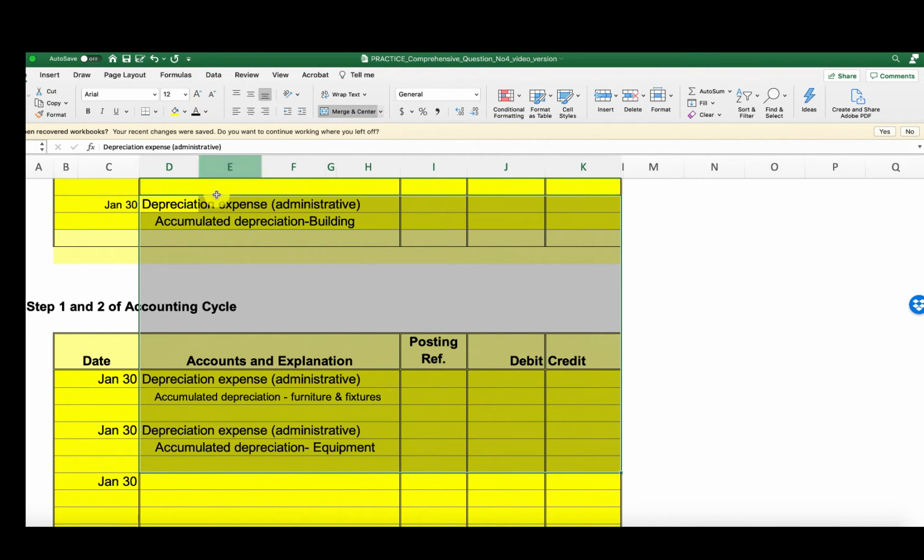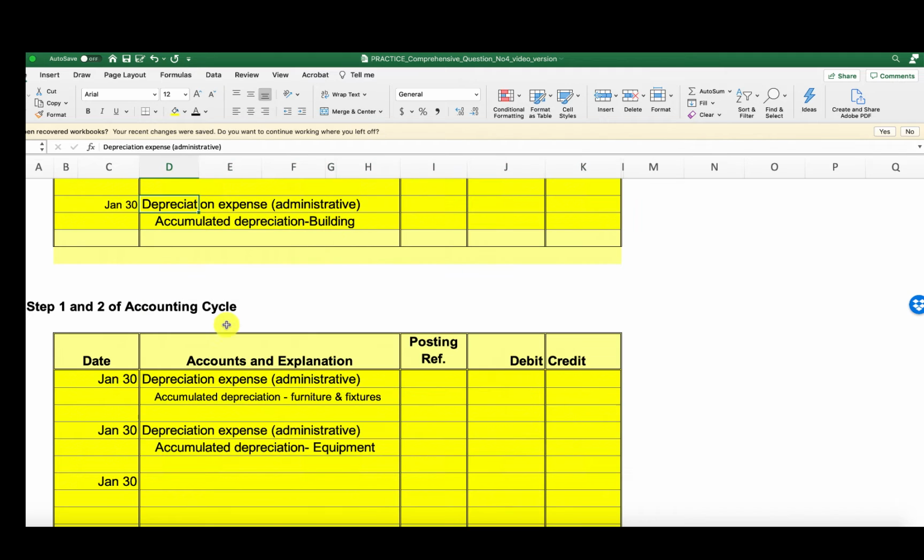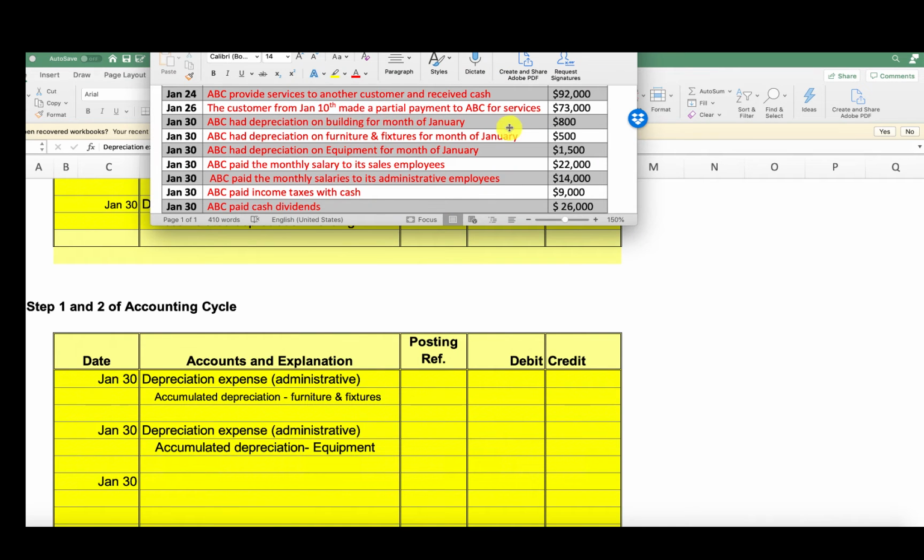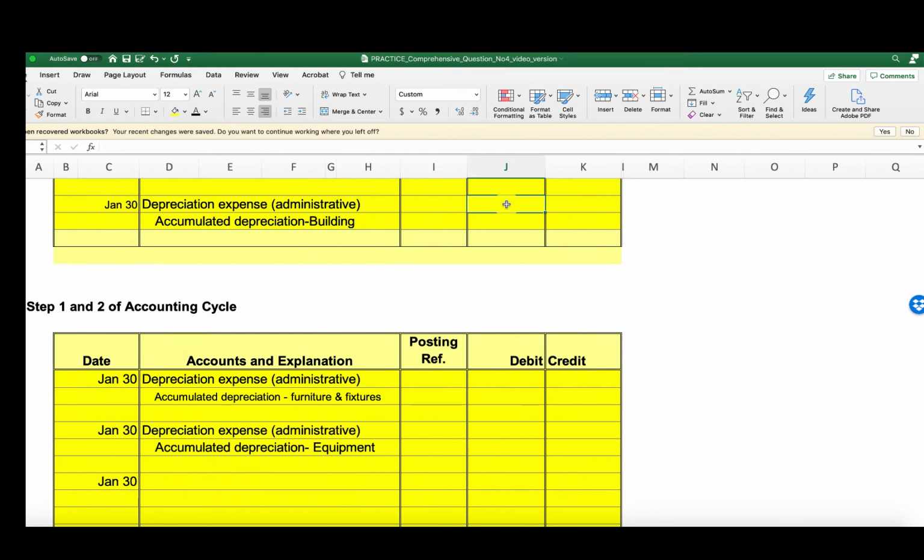All right? So you'll see debit depreciation expense, administrative, depreciation expense, administrative, depreciation expense, administrative, and I have accumulated depreciation building, accumulated depreciation furniture and fixtures, accumulated depreciation equipment. And what are the amounts? So for my building, it's $800. For my furniture and fixtures, it's $500. And for my equipment, it's $1,500. So $800, $500, and $1,500.